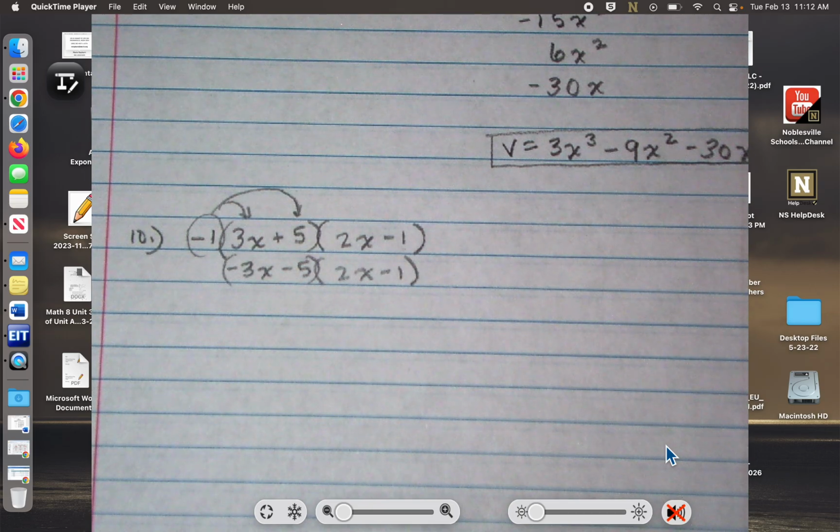So if you have a negative out in front, you have to remember there's that -1 there, just like when we were adding and subtracting. Right? We distribute that -1, and then we can move on with our lives. And then in your head, you'll be thinking first, outer, inner, last.